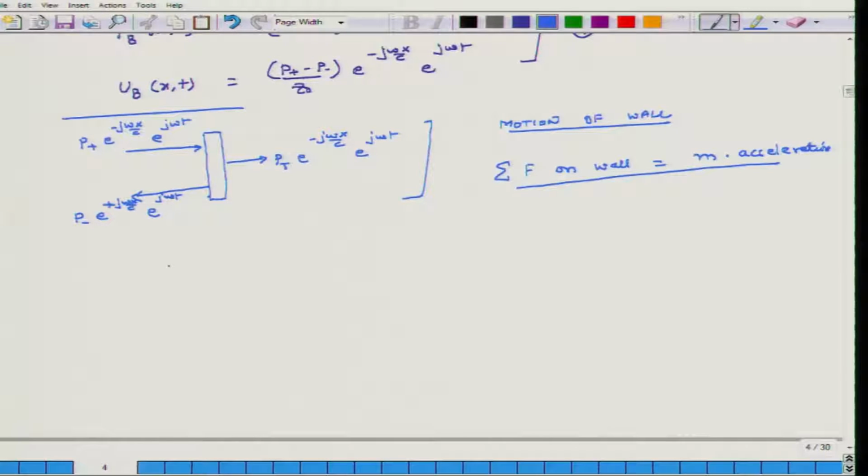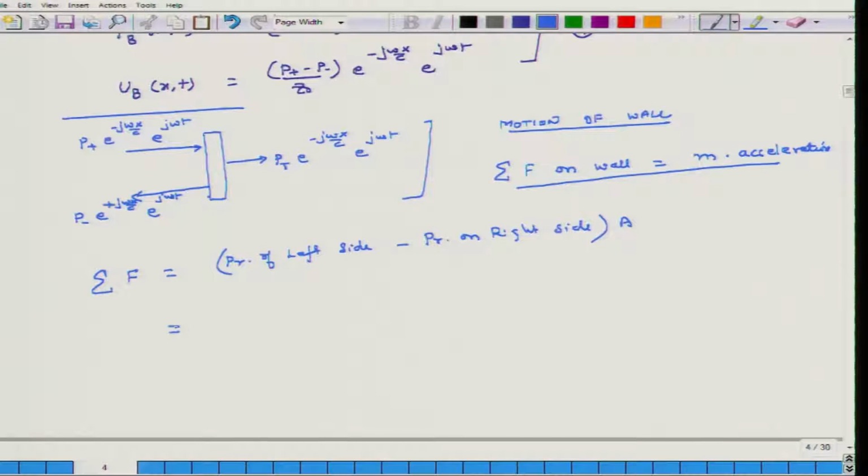The total force on the wall, sigma F, equals the pressure on the left side minus the pressure on the right side, times the area. The pressure on the left side is going to push the wall in the positive x direction, and the pressure on the right side is going to push the wall in the negative x direction. That is why I have a negative sign, times the area of the wall.